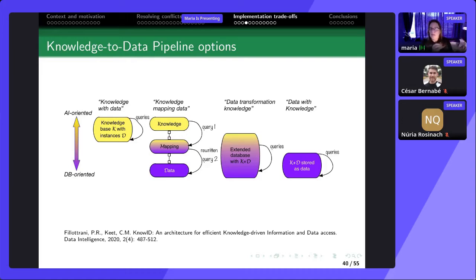That is a possible solution, but it's not scalable, and we know it. So in that sense, that wouldn't work if you linked the two together. If you have, say, like 100 instances, it's going to choke or it's going to take too long for the reasoning. On the other end, you see K plus D stored as data.